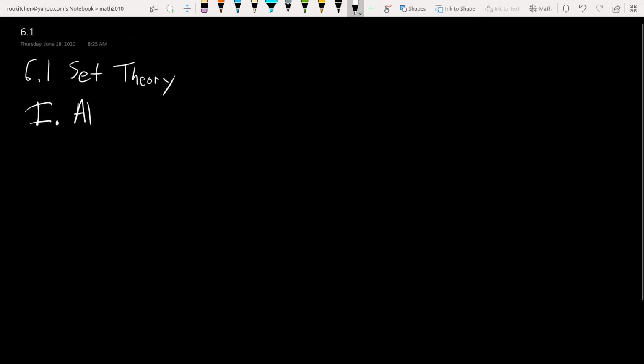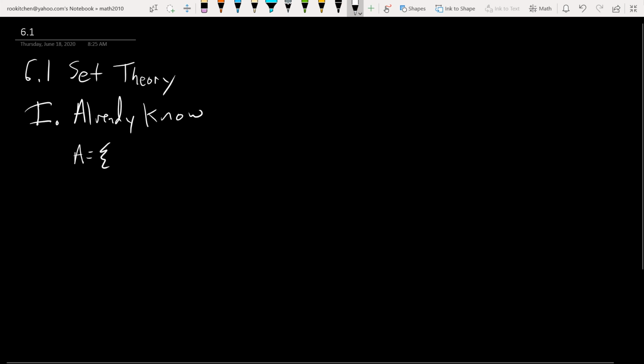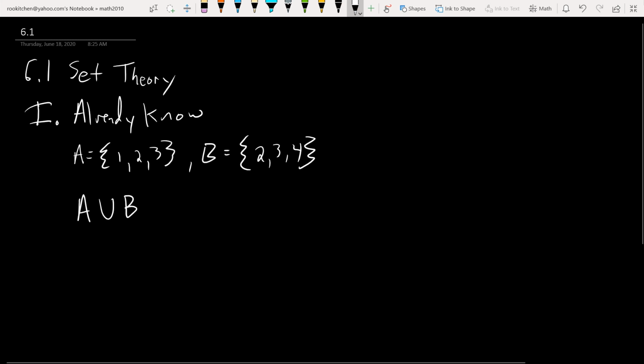So maybe I should start with stuff you already should know. We're going to have working definitions, because we need to use the stuff in proofs, and it'll be rigorous. I'm assuming you already know things like intersections and unions. So just off the top of my head, here's two sets, and for example, A union B. That just means the element is either in A or in B.